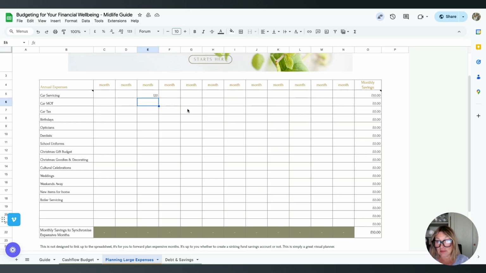So car MOT, same thing. Actually, I had to have something repaired as well, so that was about 70 in the end. Car tax here isn't a thing. But anyway, I'm digressing really.